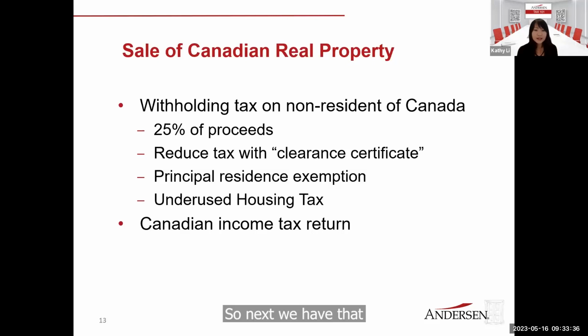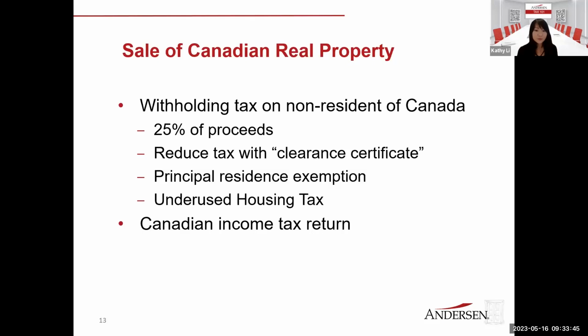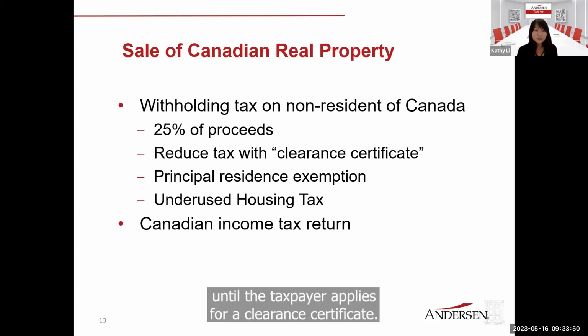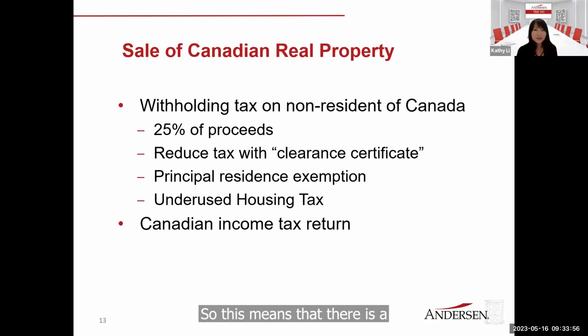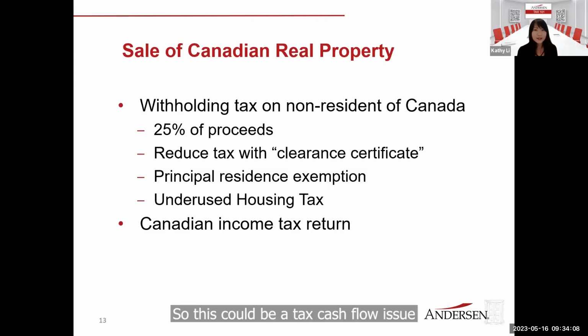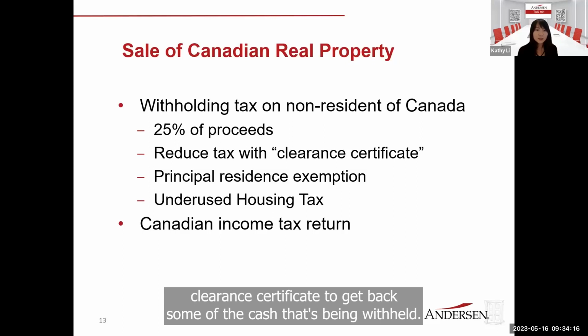So next, the principal residence exemption can also be available if it was previously a principal residence. But the total withholding tax requirement is still applicable until the taxpayer applies for a clearance certificate. So this means you will have a tax withholding on a lot more than what you would actually be owing in the end. So this could be a tax cash flow issue, and therefore it could make sense to apply for this clearance certificate to get back some of the cash that's being withheld.